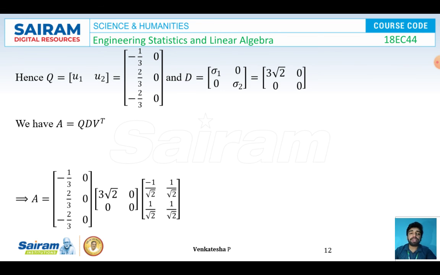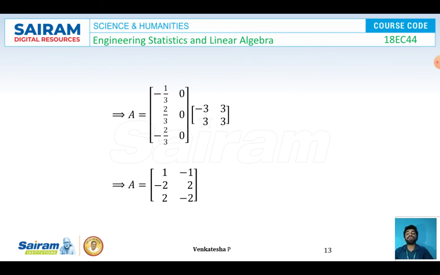Now after multiplication, I got matrix A is equal to, keeping the Q matrix as it is, minus 1 by 3, 0, 2 by 3, 0, minus 2 by 3, 0. After multiplying D with V transpose, I got minus 3, 3, 3, 3. Now multiplying these two matrices, I got the matrix A again, that is A is equal to 1 minus 1, minus 2 2, 2 minus 2. This is the required solution by using the concept of singular value decomposition.